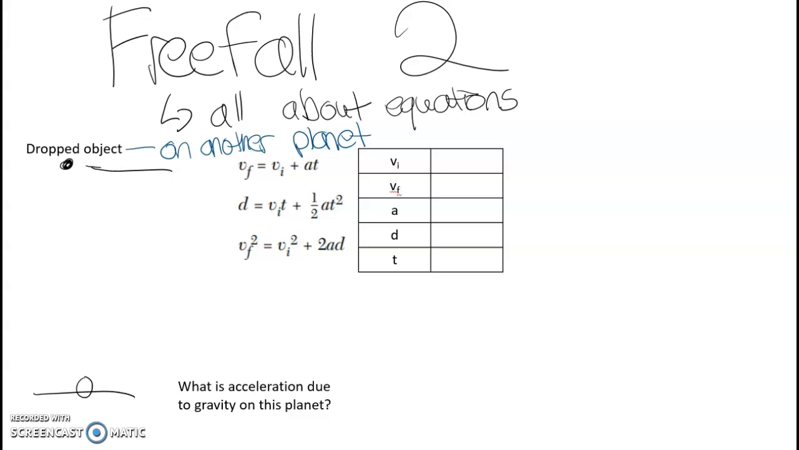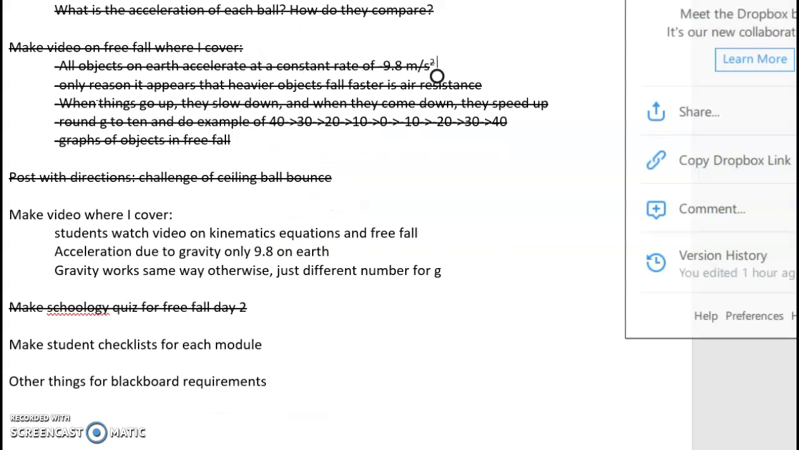The last thing I want to talk about is you can actually use these equations to study gravity on other planets. Gravity is going to work the same way. It's going to pull all objects down at the same rate, whether you're on Earth or you're on the moon or you're on another planet. It's just that the acceleration that it pulls things down at is not going to be 9.8 meters per second squared.